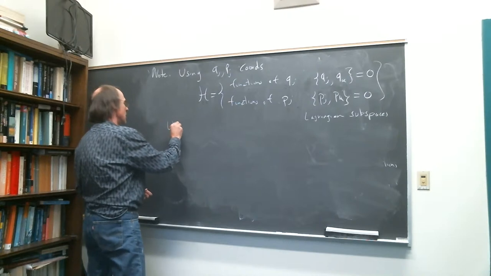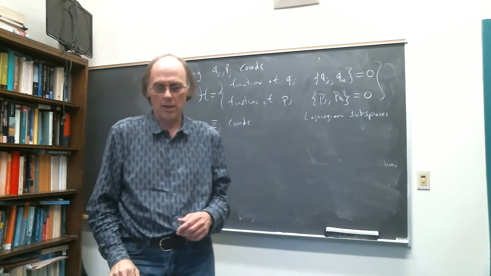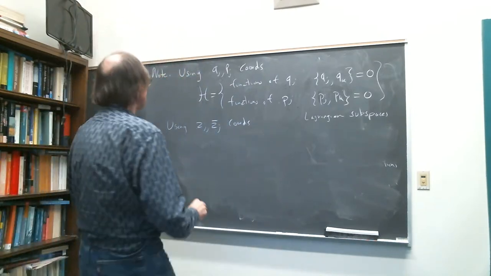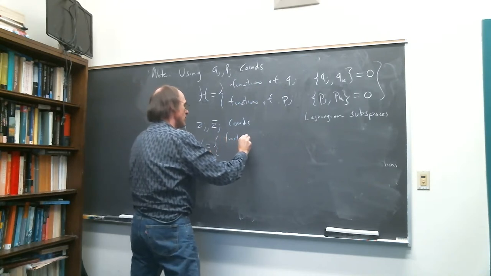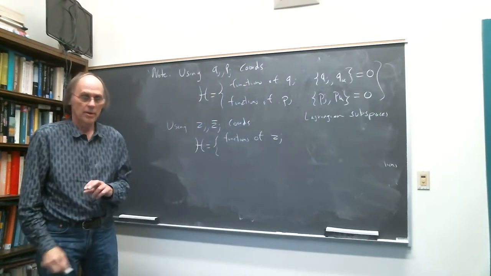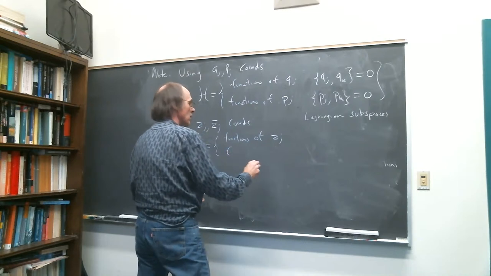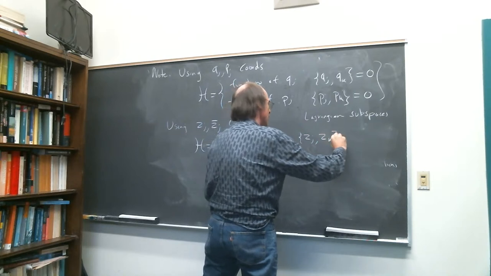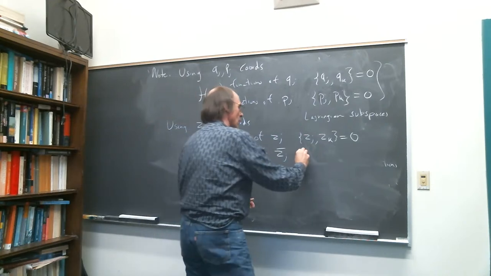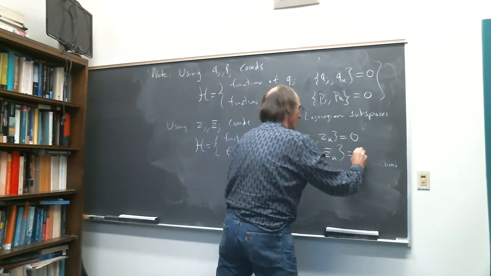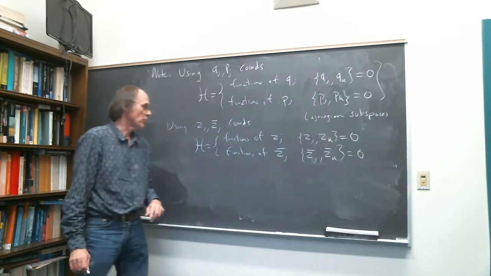Now, using Z_j, Z-bar_j coordinates, you get something similar. The way we've set it up, H is functions of Z_j. But it's pretty clear that if you wanted to, you could complex conjugate the formalism and work with functions of Z-bar_j. Again, these satisfy this relation. You could do this instead if you wanted: complex conjugate everything and work with these.